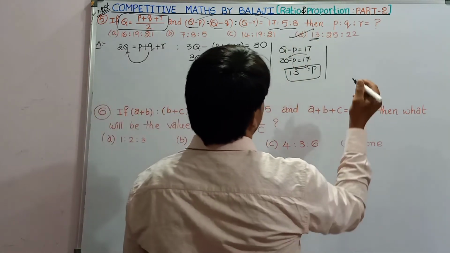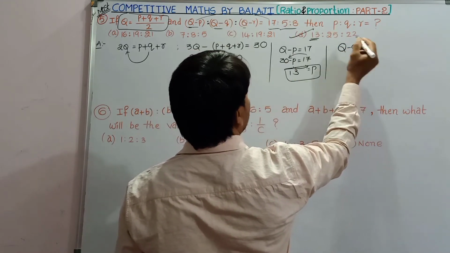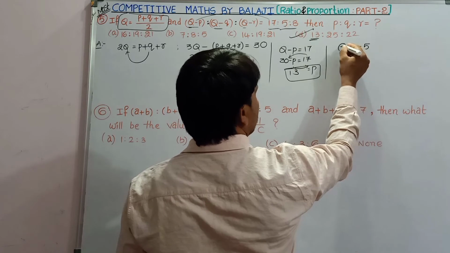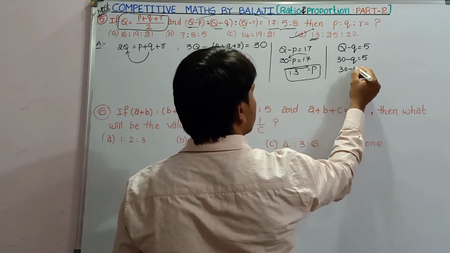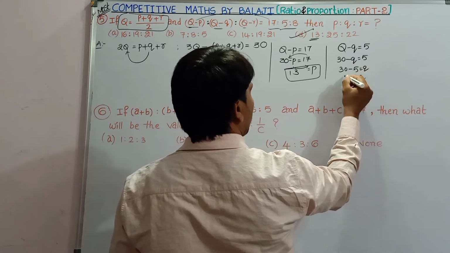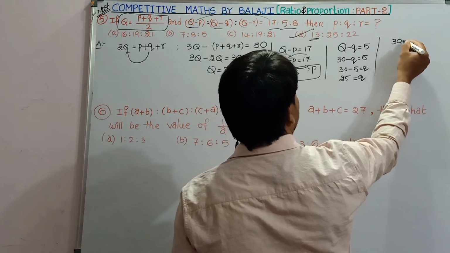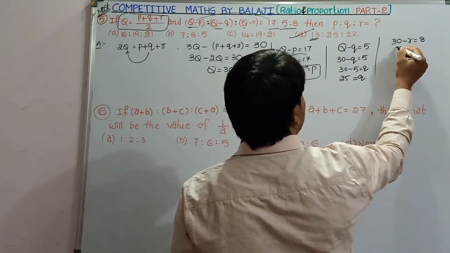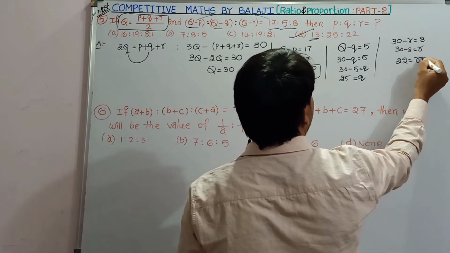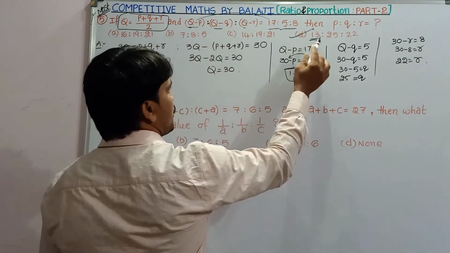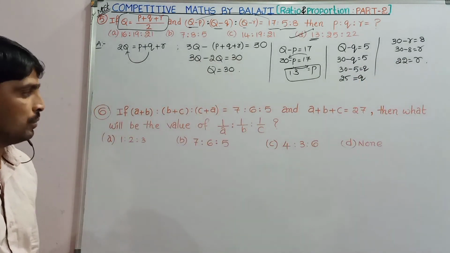But let us see the remaining two also. Capital Q minus small q, the ratio is 5. But this is 30. 30 minus q is 5. 30 minus 5 equal q. Q equal what? 25. Similarly, third one. 30 minus r equal to 8. So 30 minus 8 equal to r. That is 22 equal to r. So the answer is p is to q is to r, 13 is to 25 is to 22. So D is the answer.